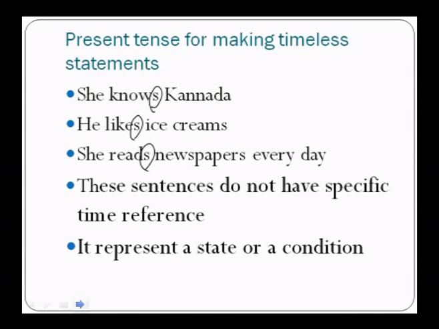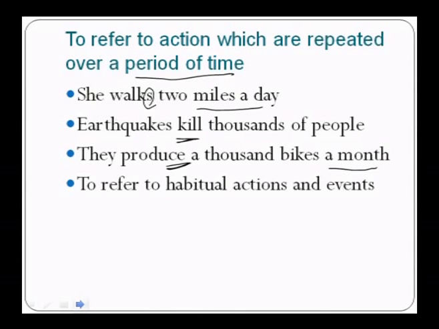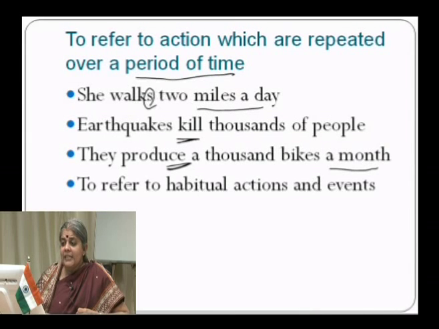Next, the sentences I have given once again do not have specific time reference. It represents what? A state or a condition. That is what it represents. He likes ice creams, she knows Kannada. It doesn't talk about specific time reference at all. The other reference is that to refer to actions which are repeated over a period of time. Like what? She walks 2 miles a day. Earthquakes kill thousands of people. It refers to what? Habitual actions and events.